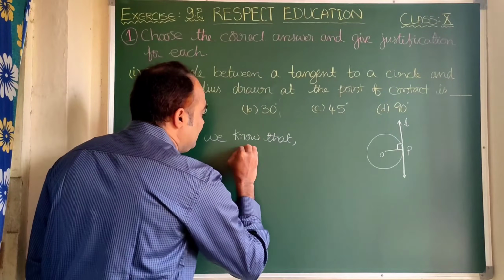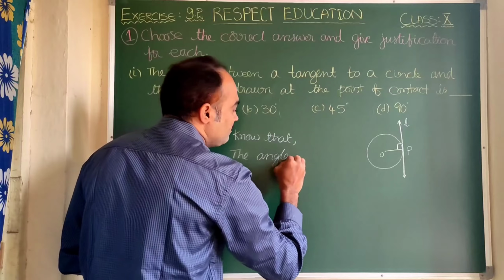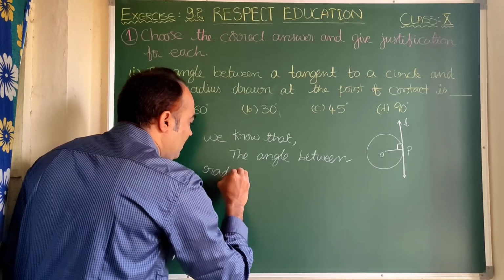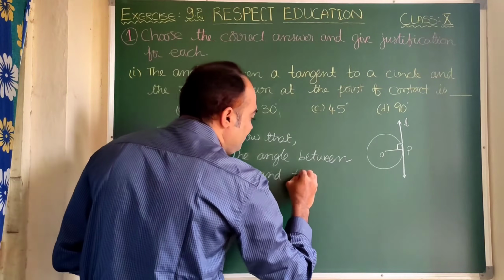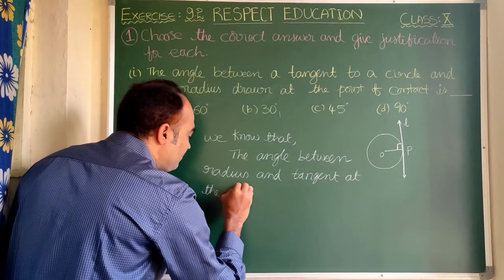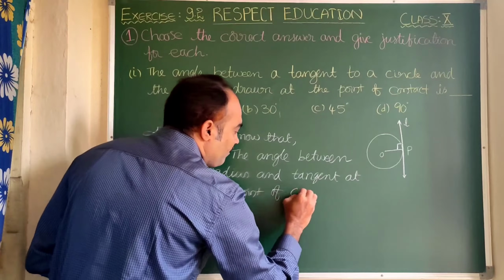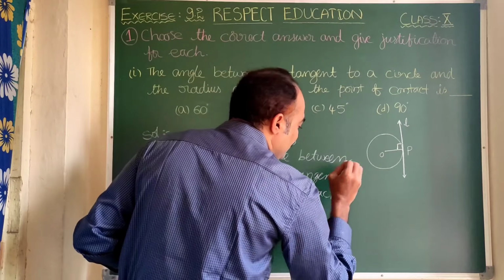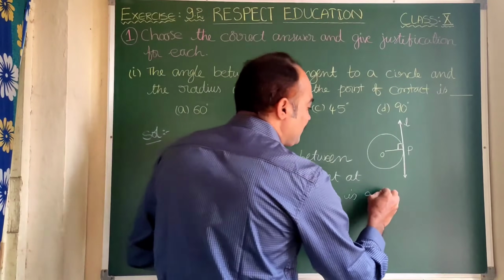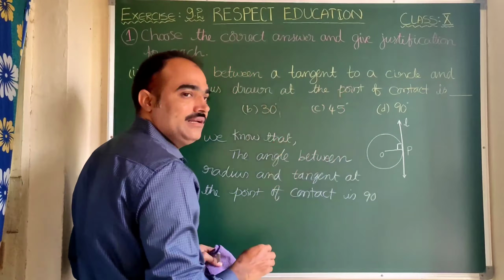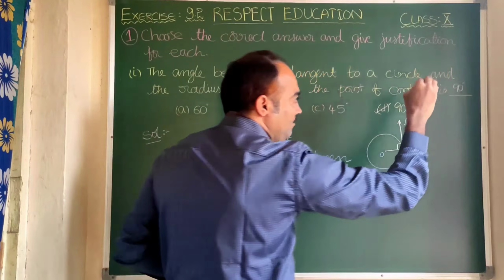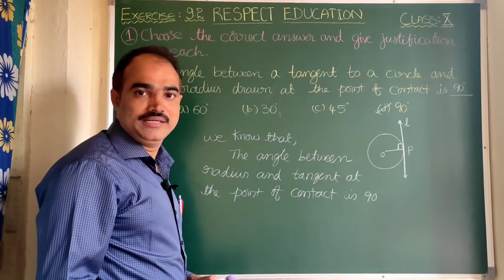So we know that the angle between radius and tangent at the point of contact is 90 degrees. So here we can say this angle is 90 degrees. Check the options here. Option D is the correct option. So here we can write 90 degrees. With this, the first bit gets completed.